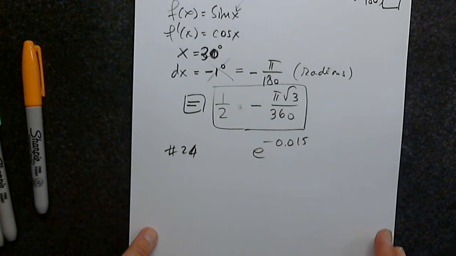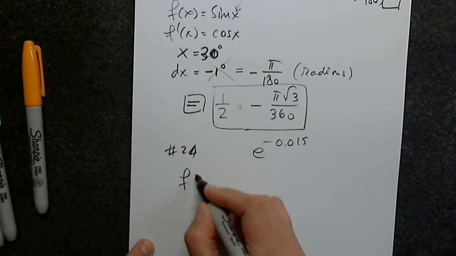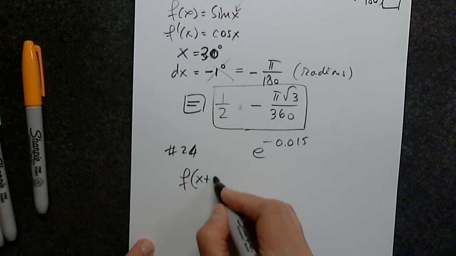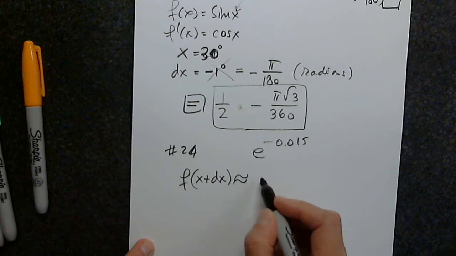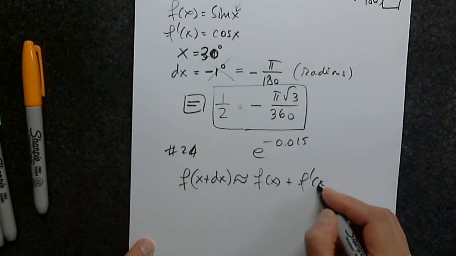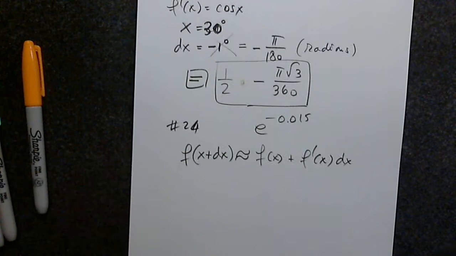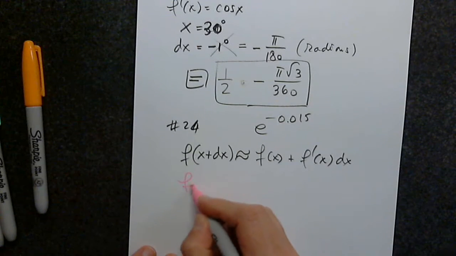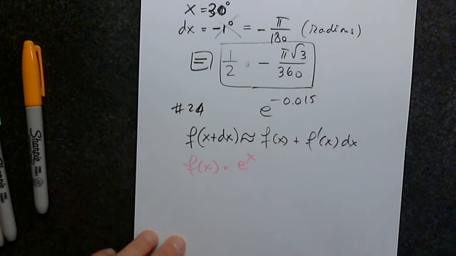Okay. So as a refresher, what is the formula? f of x plus a little bit is approximately f of x plus a little bit of y, which is f prime of x dx. What do we need to identify? We need to identify the function. We need to identify x. We need to identify dx. And then we just need to put everything together. Let's identify the function first. Which function are we using here? Very good. e to the x.